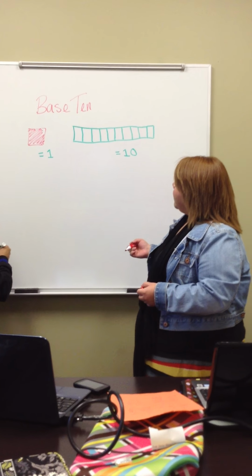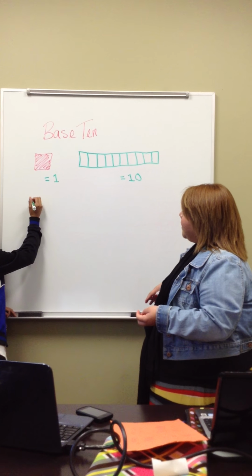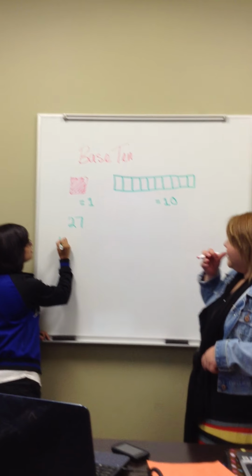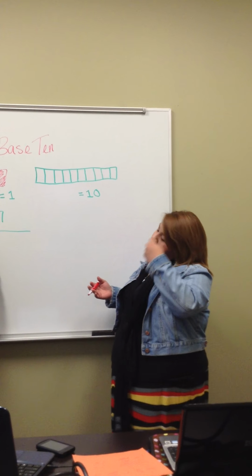If we write a number, go ahead and make one up. Okay, let's do 27. How would you make different ways, with the counting blocks, to make the number 27?